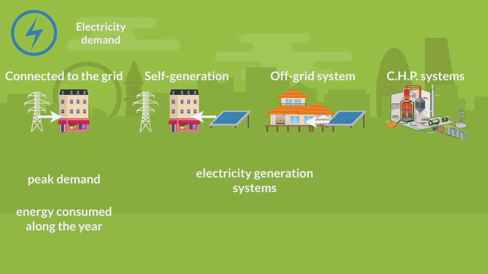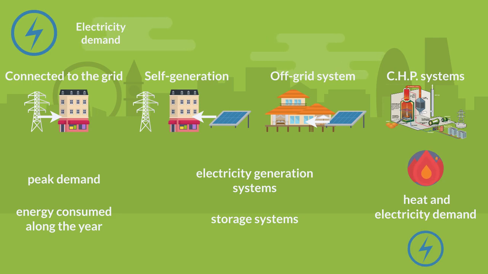For self-consumption facilities and off-grid systems, accurate calculations are needed for sizing the generation of electricity and, if applicable, the storage systems. For centralized heat and power or CHP systems, both heat and electricity demand must be calculated. The video about heat demand will help you to deal with this part of energy demand.